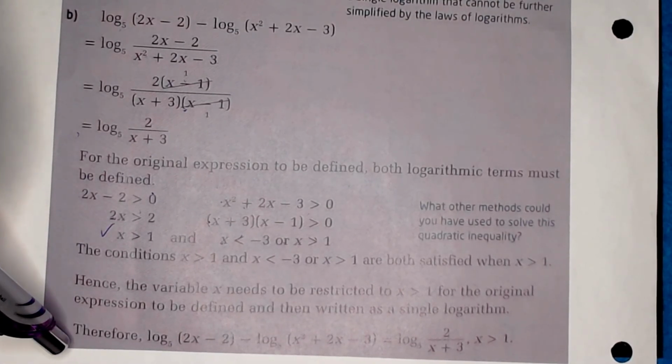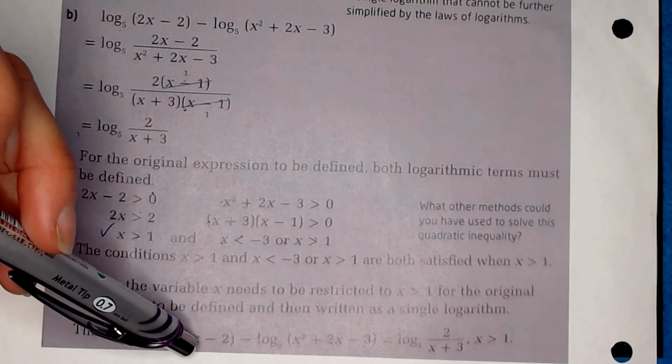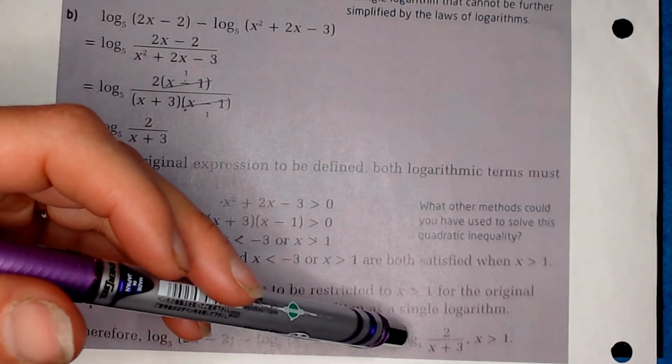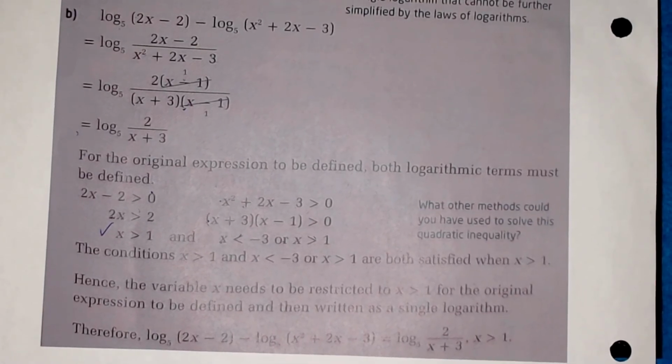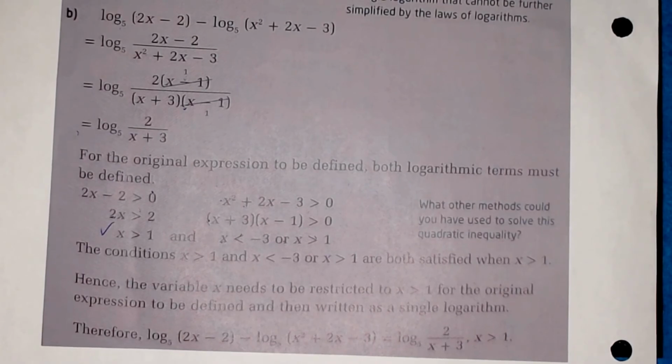And therefore, when we put the answer, we just say the expression that we originally had is equal to log base 5 of 2 over x plus 3, where x is greater than 1. So don't forget to consider those asymptotes when you're solving these problems. Look for the solutions where the answer would be undefined.